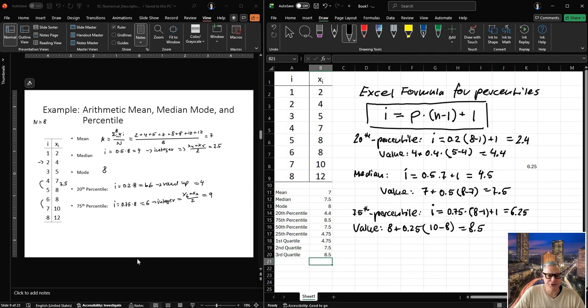Okay, so let's just stop here, and then let's continue in the next video by talking a little bit more about the relationship between mode, mean, and median, and when to use what.